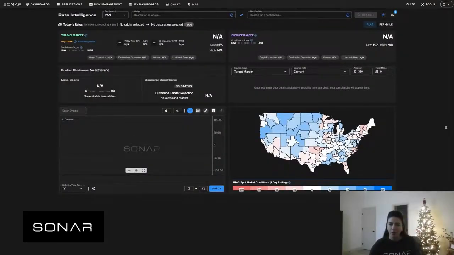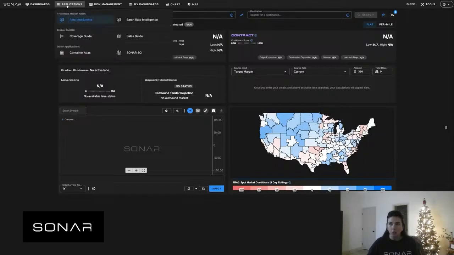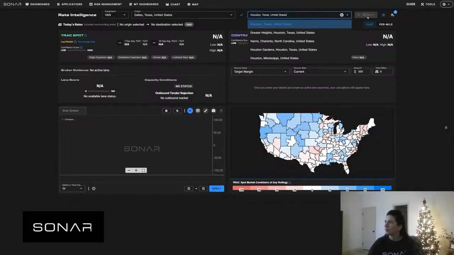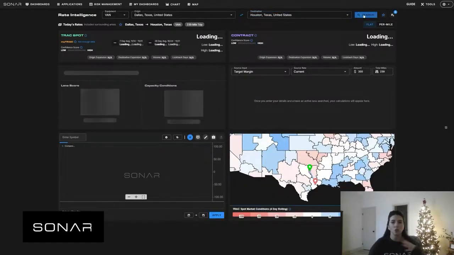All righty. So going into a holiday week, this is the perfect tool to help get ahead of any holiday rate shifts with our real-time market rates. You can get to Rate Intelligence under Applications, and it should be at the very top. For overall usage, it's pretty standard where you're going to select your equipment type and then type in your origin and destination. And then you can search or save the lane.